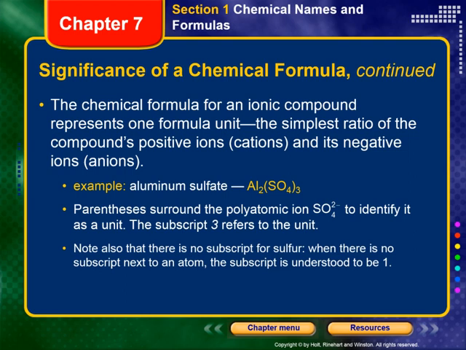In order to represent that in formula form, we write parentheses around the polyatomic ion sulfate to identify it as a unit. And then we place the subscript 3 after the unit to indicate that there are 3 sulfates. Note that there is no subscript for sulfur. When there is no subscript next to an atom, the subscript is understood to be 1.